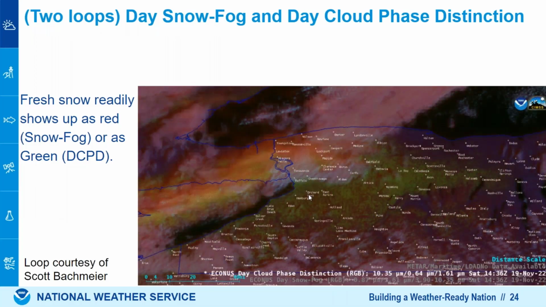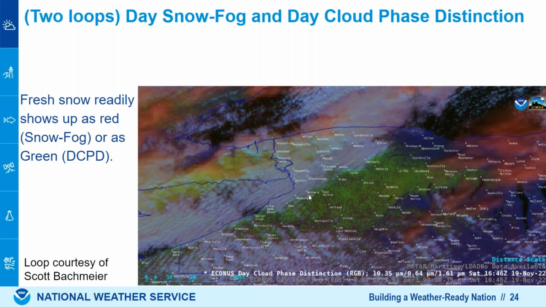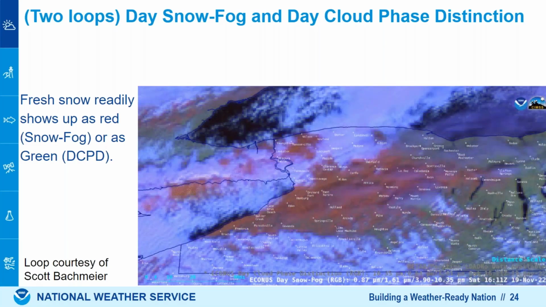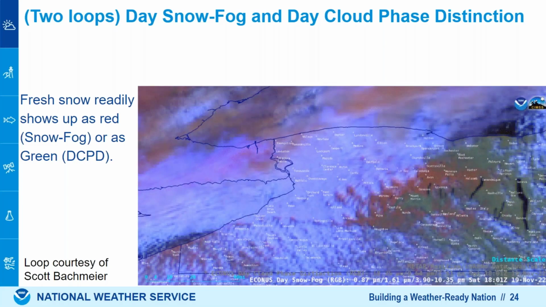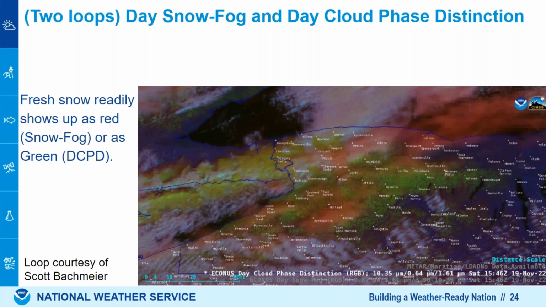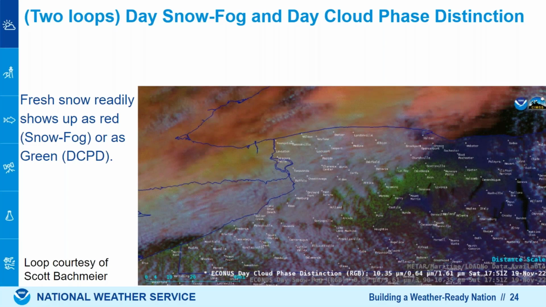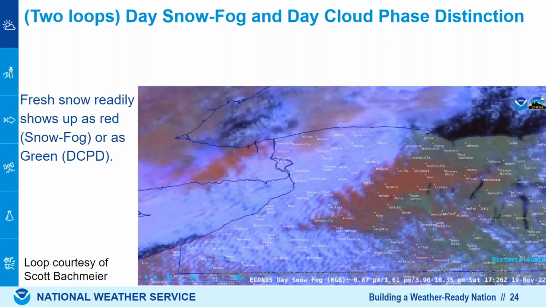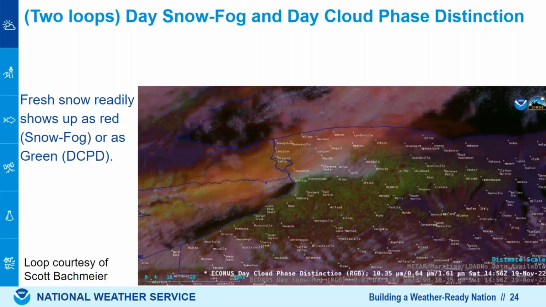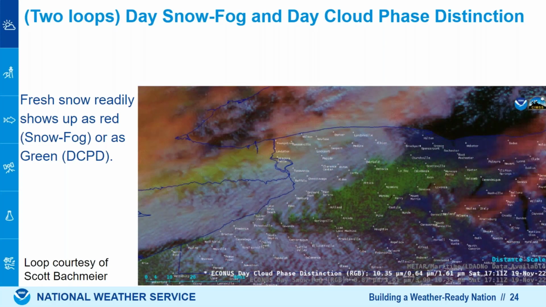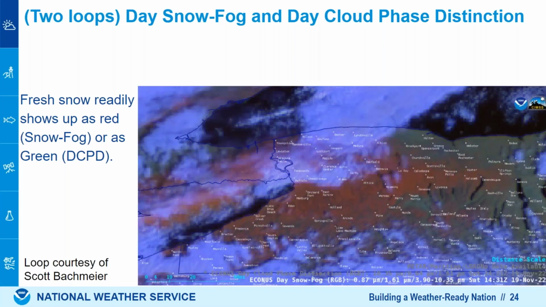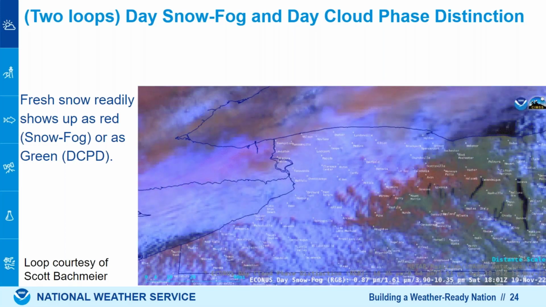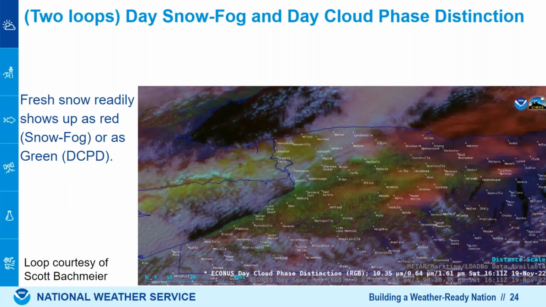Here's another nice animation. It's actually two different types of RGBs. One is the day snow fog RGB, and the other is the more familiar day cloud phase distinction. Personally, I tend to use the latter because it has a little bit better resolution. But they both, in this case, are showing in particular the snow cover underneath, where there isn't any cloud cover. So really nice. Both of them are really nice to look at.